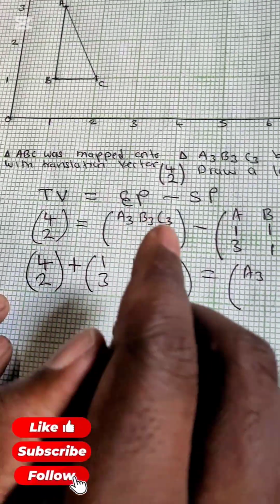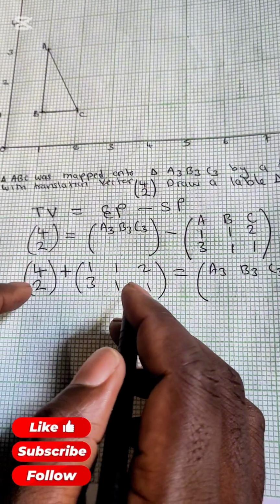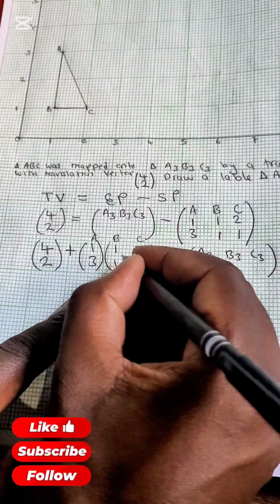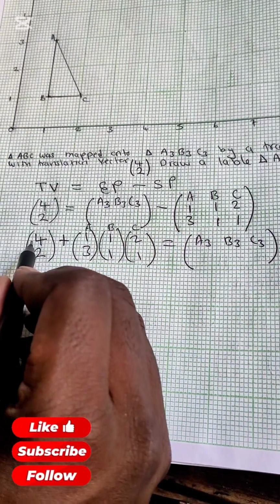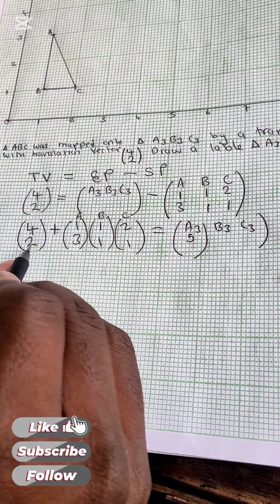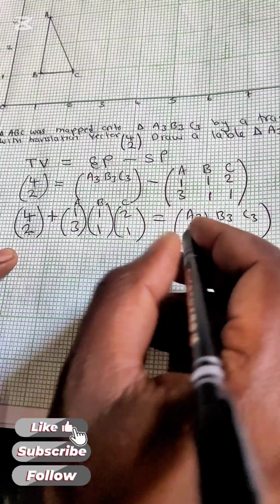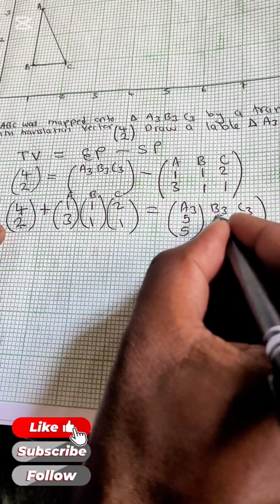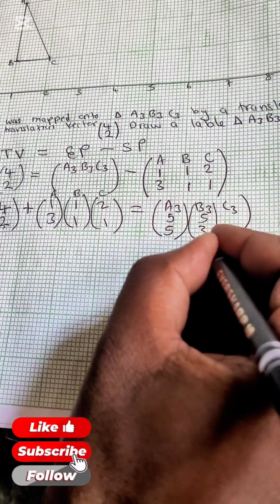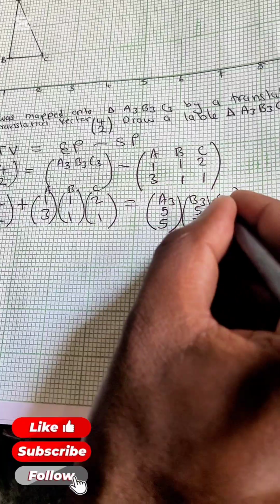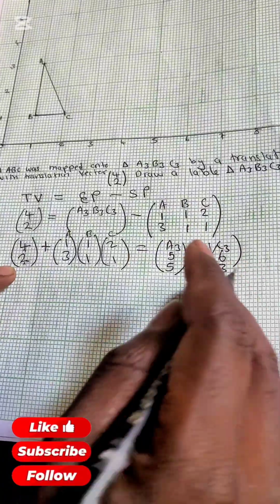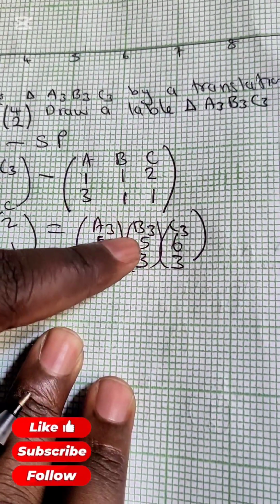Okay. So in other words, we are going to add our translation vector and the coordinates of A, B, and C. So that's our A, that's our B, and that's our C. So 4 plus 1, you get 5. Then 2 plus 3, you get 5. 4 plus 1, that's 5. Then 2 plus 1, that's 3. Then 4 plus 2, you get 6. 2 plus 1, we get 3. So these are the coordinates of triangle A3, B3, C3.